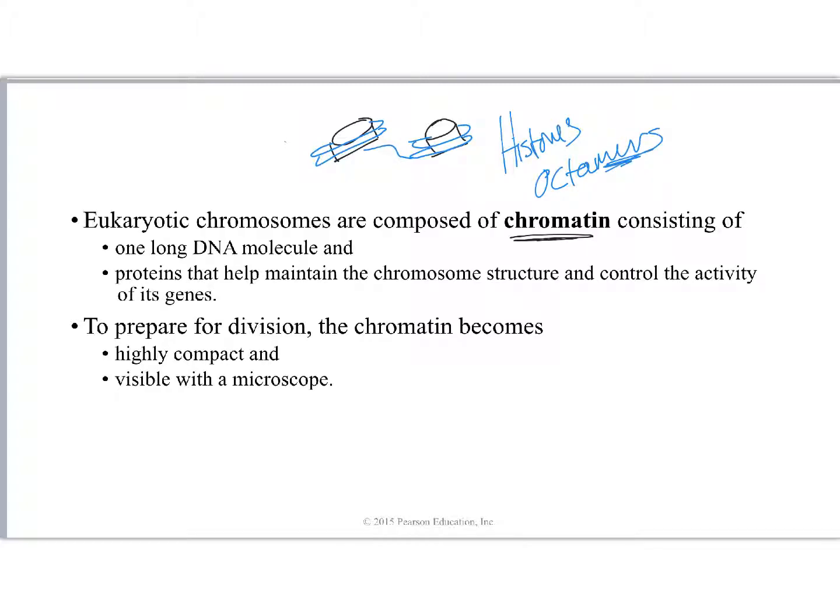Right? Mer meaning pieces, and octa meaning 8. So there's 8 of them altogether. Alright, so that's nice. Now we've bundled them up and packaged them, so they're really safe. It really protects them from getting nicked and broken and introducing mutations. So that's really what chromatin is, okay? It's the DNA molecule and proteins that help maintain that structure.